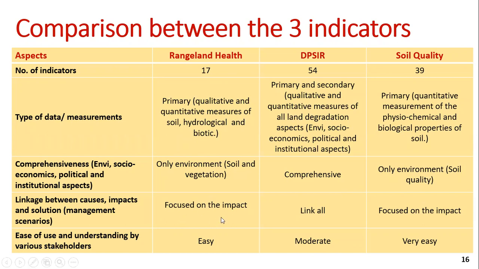In terms of linking the cause and the impact and the response, you would see that the DPSIR is the best because it links all of them. The others focus only on the impact. And in terms of ease of use, the easiest is the soil quality, I mean, easy in my opinion for the farmers. For people who might not know so much science, the soil quality framework is easier for them because it gives them color and rating, so it's easy. The rangeland health is also easy, but the soil quality is easier because of its design. The DPSIR is more complicated, and it needs somebody who can explain and interpret the data.